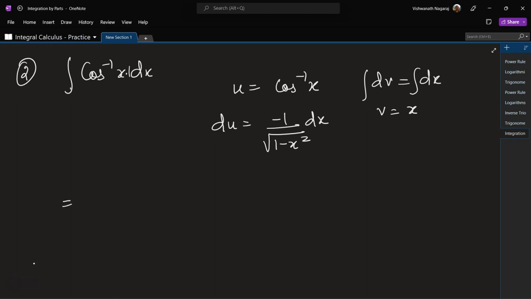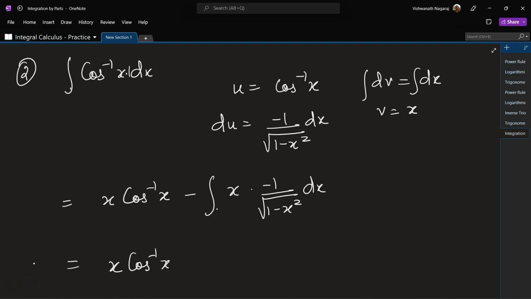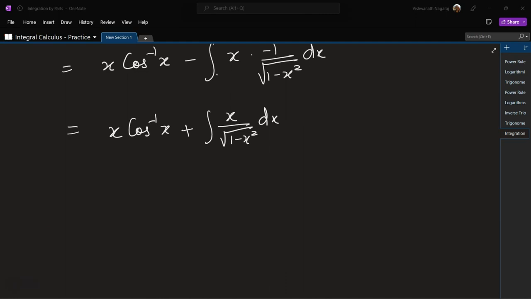So let's solve this. uv, so x cos inverse of x minus integral of v du. v is x times minus 1 by square root of 1 minus x square dx. Now, x cos inverse of x minus times minus, plus integral of x by square root of 1 minus x square dx. Now we have to solve this integral. We already did it, but let's do it again.